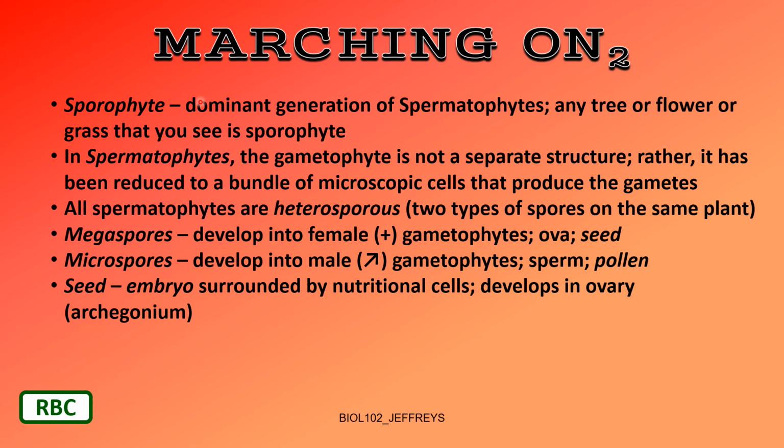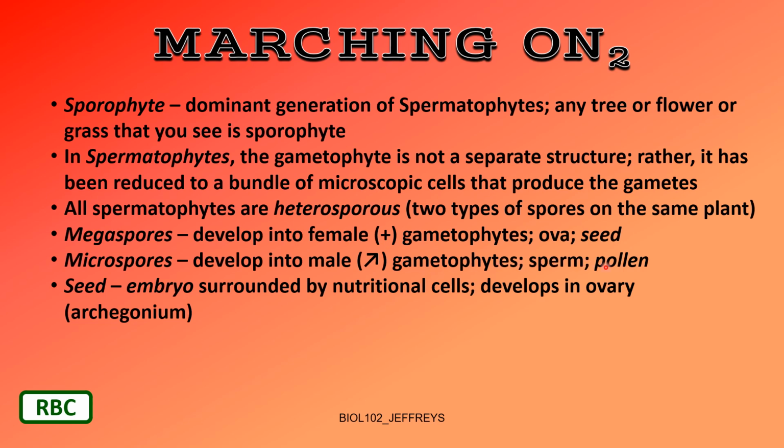Now, in spermatophytes, the gametophyte is not a separate structure, as we saw in the mosses. It's been reduced to a bundle of microscopic cells that produce the gametes. Now, those cells are tucked within structures on the spermatophytes. So that means the spermatophytes are heterosporous. They make two types of spores on the same plant, namely megaspores, which develop into the female gametophytes and will yield ova, and microspores, which develop into the male gametophytes and will yield sperm.